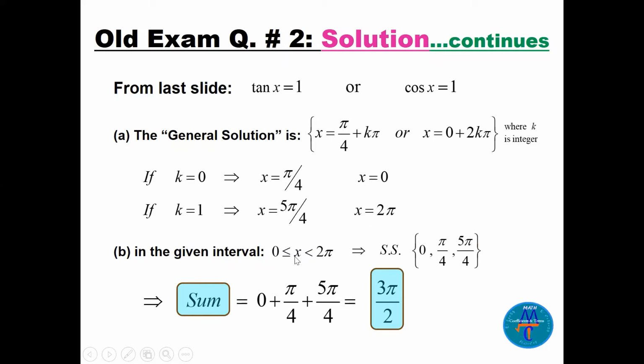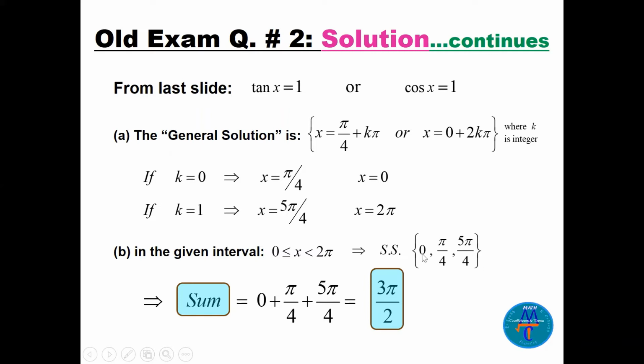Now I need all the angles between 0 closed and 2 pi open. So it will be angle 0, angle pi over 4, angle 5 pi over 4. This one I don't count because this is open here. And also you can try k equals 2. It will be greater than 2 pi. If you try k equals minus 1, it will be negative angles. So the solution set will be 0, pi over 4, 5 pi over 4.